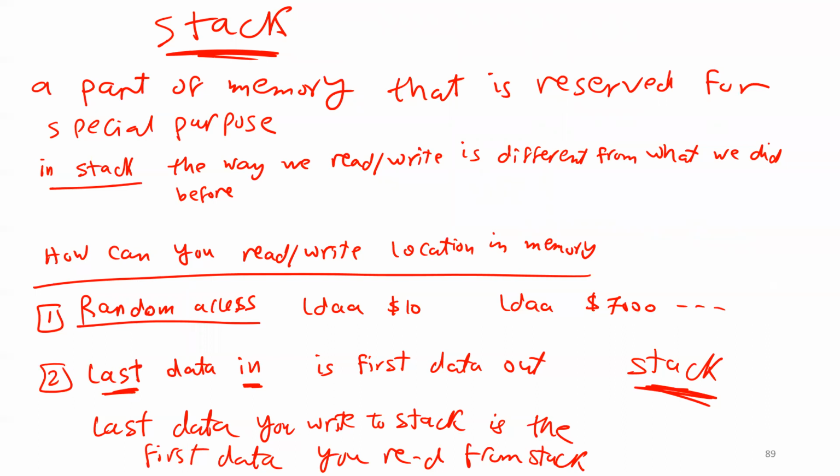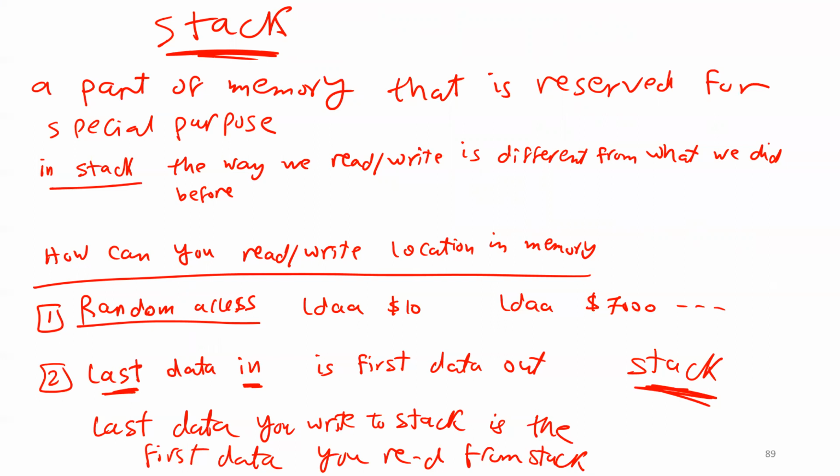Okay, but give us more details. How is it different? Yes, it is different. I'm going to tell you how. So what we did so far, guys: how can you read or write locations in memory? Until now, all what we did, we call it random access. That's what we have done so far.